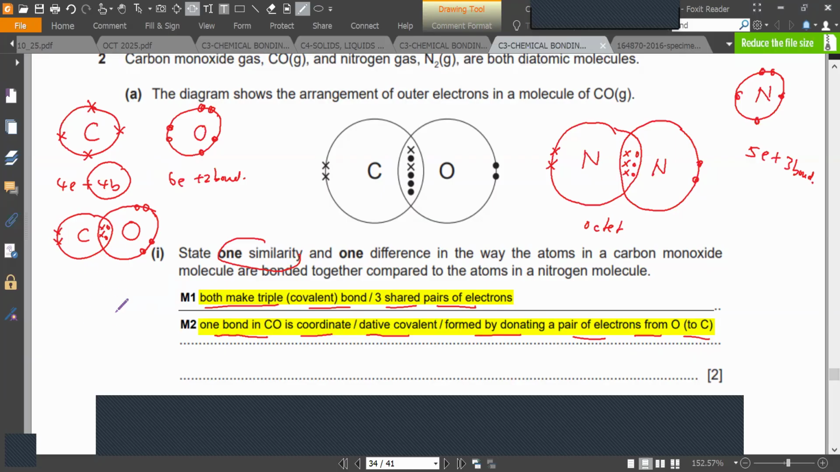Now the oxygen already has an octet, but carbon does not. So what do we do? The last pair of electrons is coming from oxygen, going into the middle, to give us this situation here. So now both of them have an octet. The last bond is actually a dative bond, a coordinate bond. So that is the difference between nitrogen and carbon monoxide. Both are triple bonds and look very similar, but the actual type of bond is slightly different.